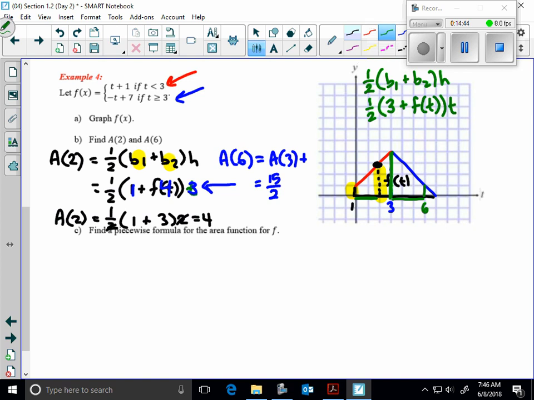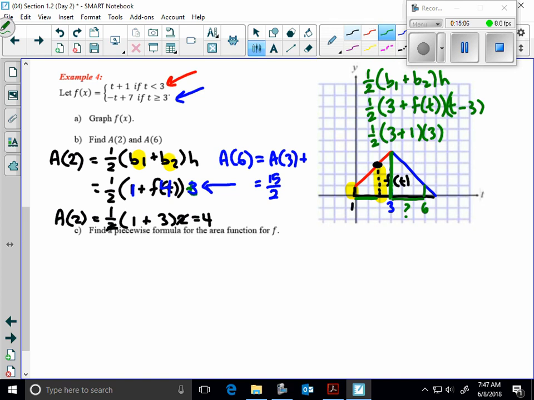Oh, well, we got some work to do there, because it's not just t, because this is our height right here, and our height would be t minus 3. Okay, so we take 1/2 times 3 plus f of t, in this case f of 6. f of 6 is 1, and 6 minus 3 is 3. So we simplify this. That gives me the area from 3 to 6, and I add it to the area from 0 to 3.